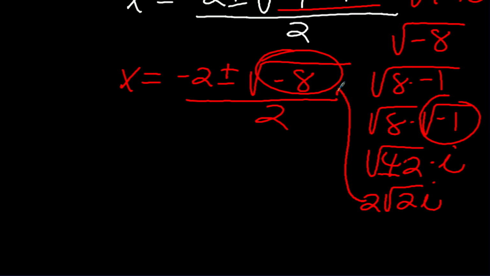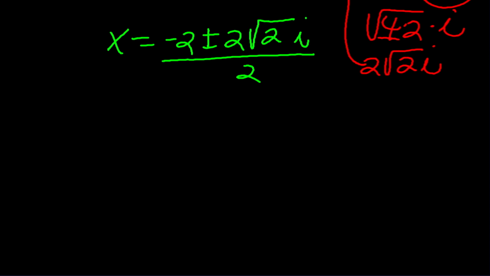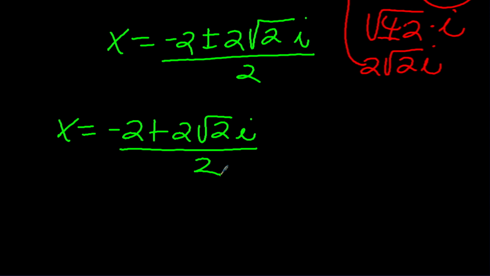Now we're going to substitute it back in. So that's going to give us x equals negative 2 plus or minus 2 times the square root of 2i, all divided by 2. We're going to separate this out into two solutions. x equals negative 2 plus 2 times the square root of 2i, all divided by 2. And we can actually simplify that further. Notice the 2 here and here, and it's divided by 2. So 2 will go into 2 one time. 2 will go into this 2 one time.